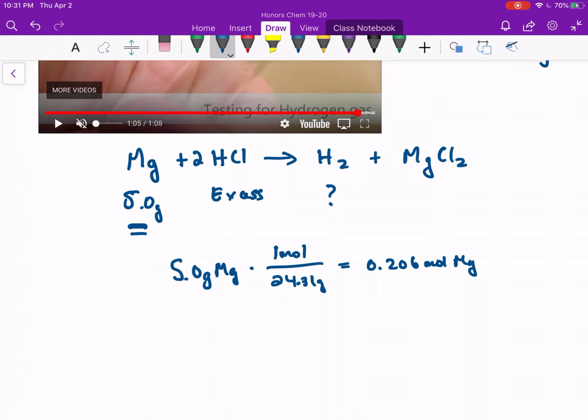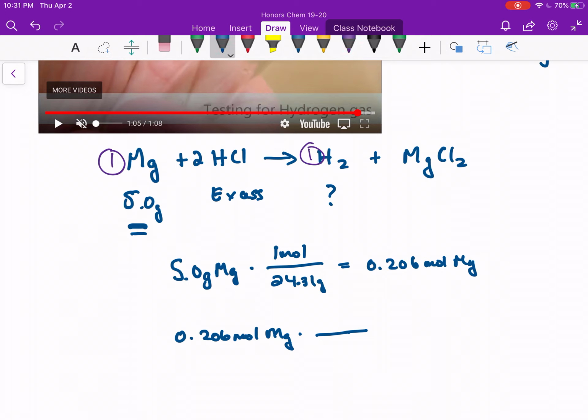Well, moles of magnesium is great, but we're looking for hydrogen. So the next step is we have to figure out, well, if I have that many moles of magnesium, how much hydrogen am I going to make? And that's where the balanced equation comes in, because the balanced equation tells me that for every 1 magnesium that I react, I make 1 mole of hydrogen gas. So if I react 1 mole of magnesium, I'm going to make 1 mole of hydrogen gas. And that gives me my mole ratio and that relationship between magnesium and hydrogen in this case.